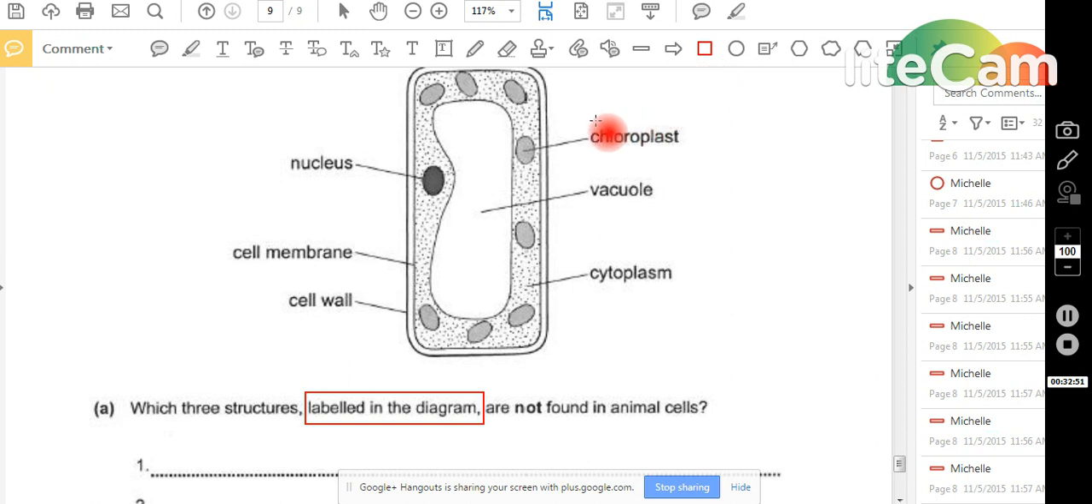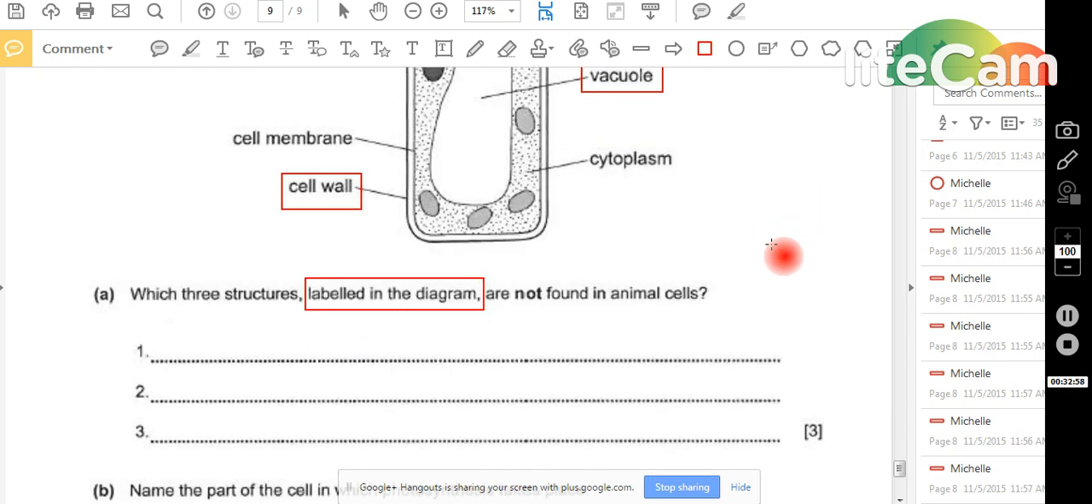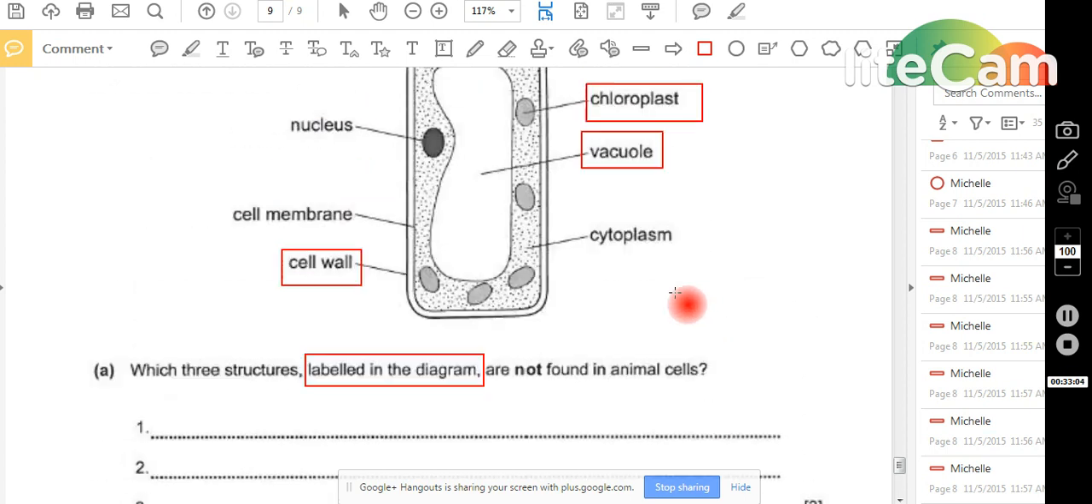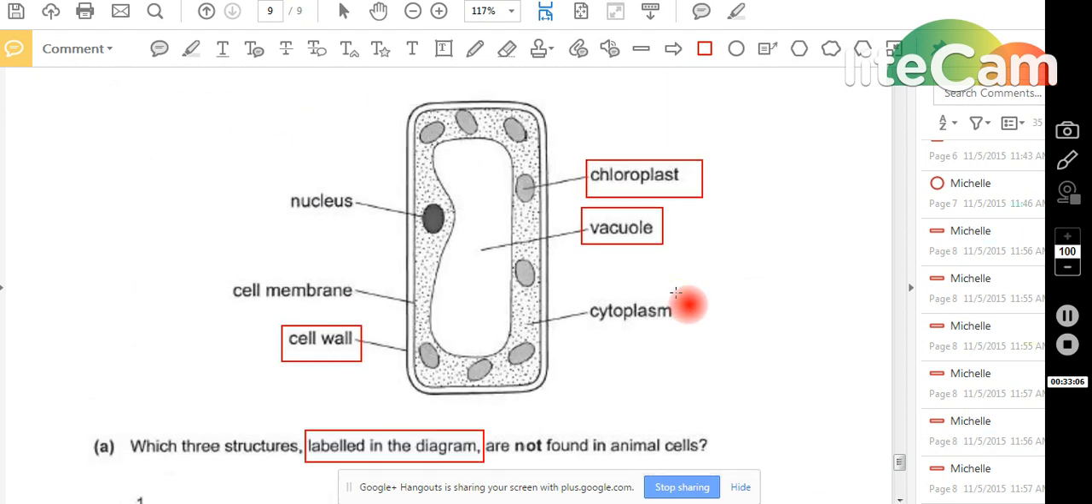Chloroplast, your vacuole, and your cell wall. Well done. Very good. Name the part of the cell in which photosynthesis takes place. Chloroplast. Well done.